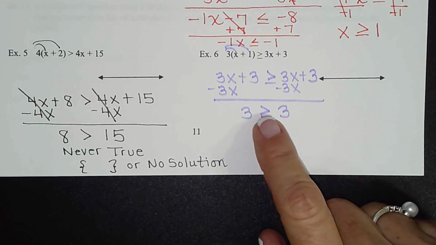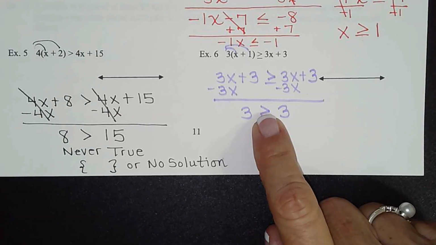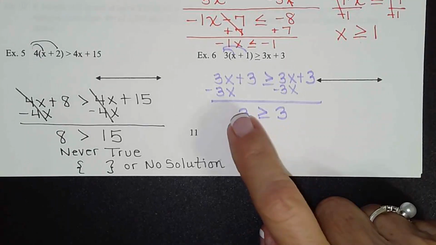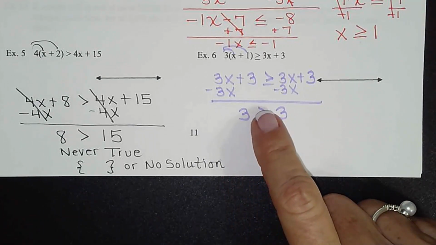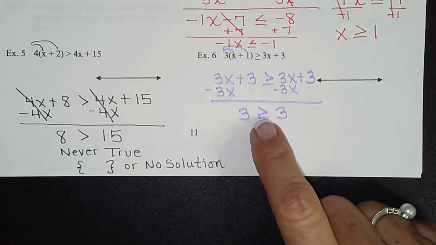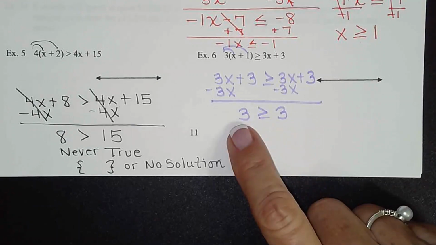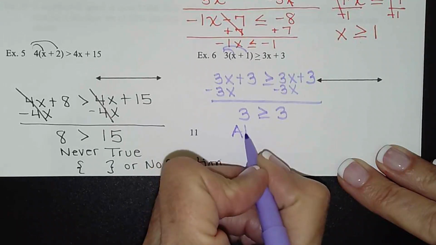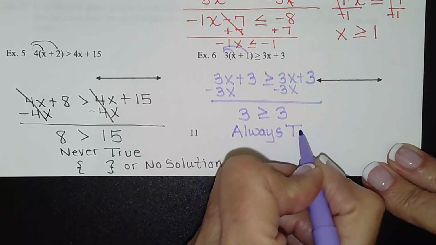Now, if it didn't have an equal sign, that would be false, because 3 is not greater than 3. But because the equal sign's there, is 3 greater than? No. Is 3 equal to? Yes, because that's read greater than or equal to 3. And 3 is equal to 3. So this is always true. And always true is all real numbers.